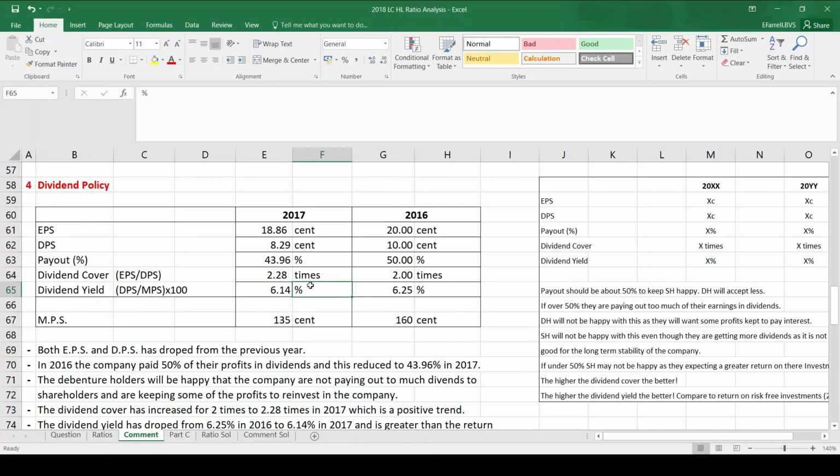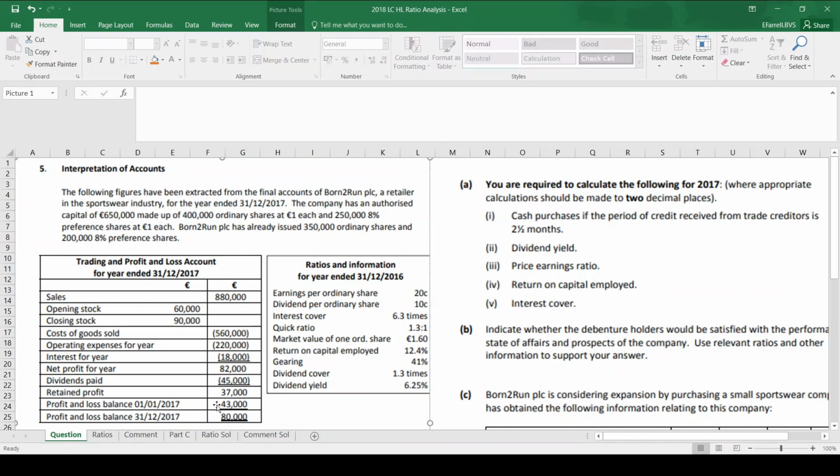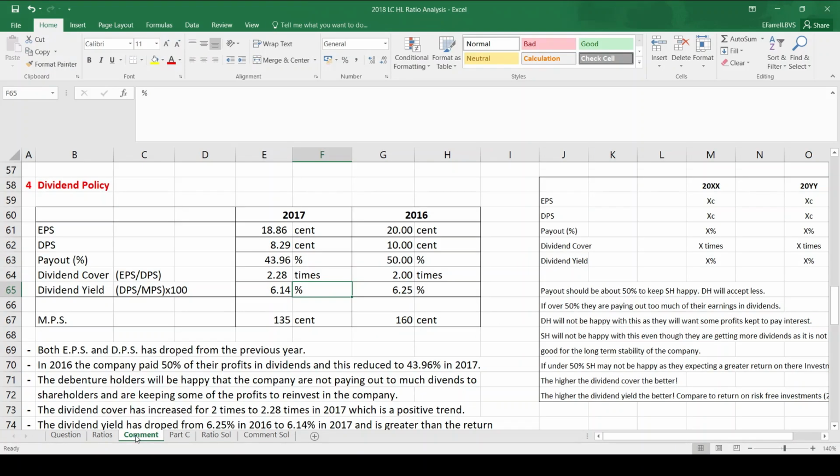Okay, so we're going to comment on these ratios. Now, dividend policy is probably slightly more important for shareholders. They'd be more concerned about dividend, but it's also important for debenture holders or banks because they want to make sure that the company is not paying out too much dividends to shareholders and that they're keeping some of the money to reinvest in the company. Because if you look at any company, this company here, they have a net profit of 82,000. So there's two things they can do with that, really. They can pay out some of the money to shareholders. So this company has paid out 45,000 in dividend to shareholders, and they're keeping the remainder, 37,000. So that's kind of what we're looking at here.